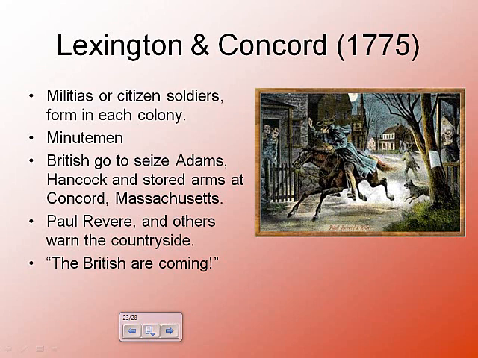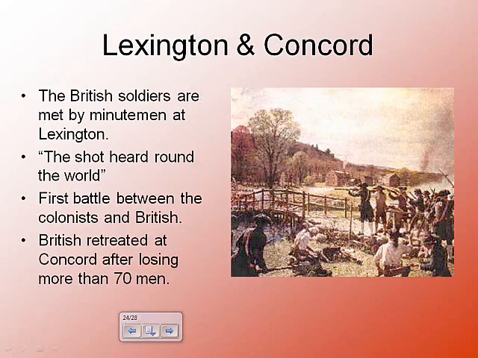We'll actually take an in-depth look at that event later on in the chapter. So at Lexington and Concord, the British soldiers are met by Minutemen at Lexington. It is known as the shot heard around the world. It's the first battle between the colonists and the British. It's a skirmish. It's not a major battle.